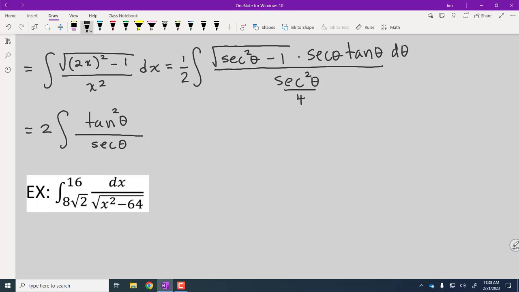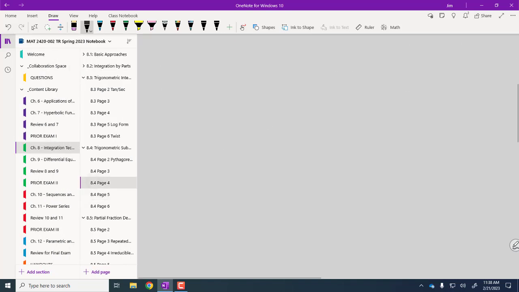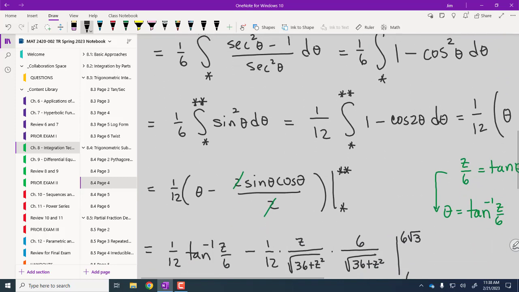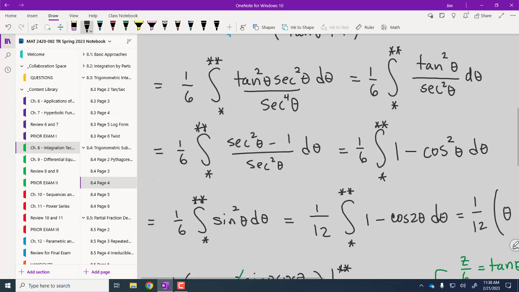I feel like we actually just had this one a moment ago. Is this identical to the prior problem, the end of it? Where we ended up with... No, we had tan squared over, oh, tan squared over secant squared. It just looks so familiar.